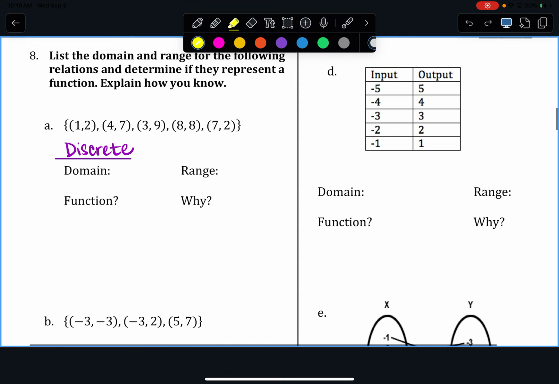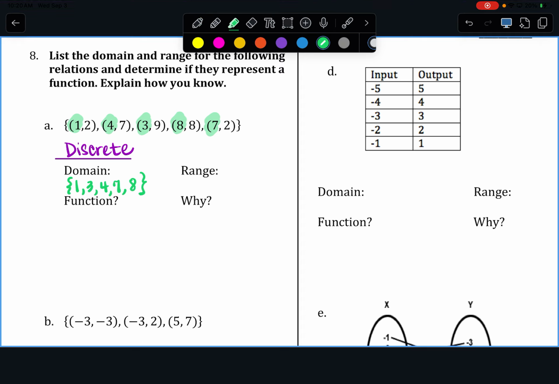Okay, so remember, domain is all your X's. Well, this is discrete data, so that's just going to be a list of X's. And remember, please don't list them just in the order that they're written. Remember, anytime you write domain and range, it's in numerical order with no repeaters. Now, I don't have any repeating X's, so I'm just going to write them in numerical order, right? So 1, 3, 4, 7, and 8.